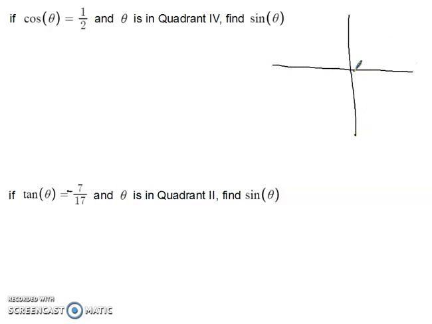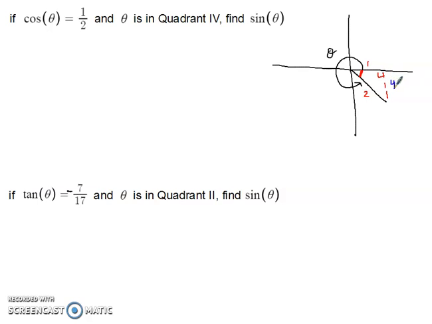Here I've got an angle theta that's in quadrant 4, so I start at that positive x-axis, and here's my angle theta, which means that I'm actually going to be using this reference angle after I make my right triangle. So cosine of that reference angle is going to be 1/2, so the adjacent side is 1, and my hypotenuse is 2. So I use that to go ahead and find my opposite side.